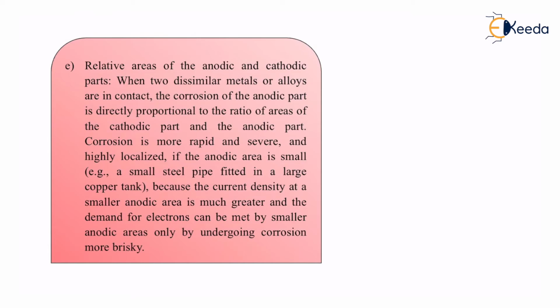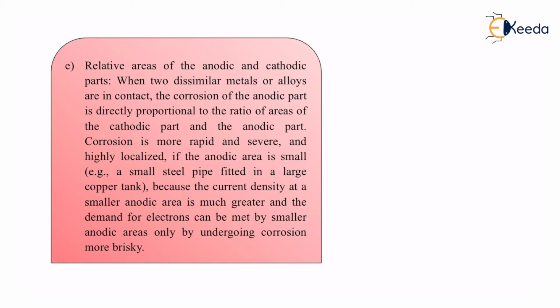When two dissimilar metals or alloys are in contact, the corrosion of the anodic part is directly proportional to the ratio of areas of the cathodic part and the anodic part. Always remember, any kind of metal or alloy will have two things, cathode and anode. So now we'll have the ratio of cathodic part to anodic part. Corrosion is more rapid and severe and highly localized if the anodic area is small. So if you have an anodic area which is very small, then corrosion will happen very rapidly.